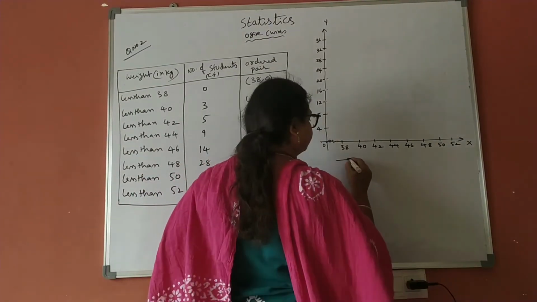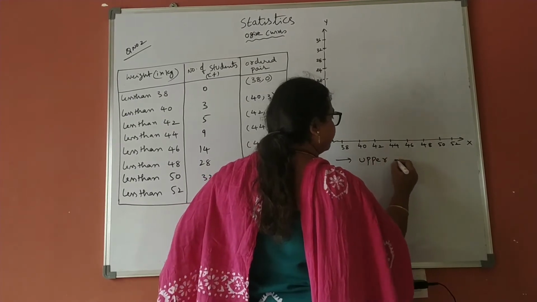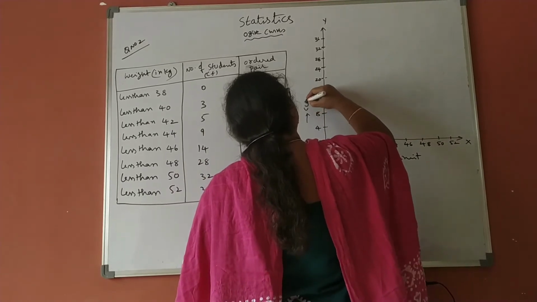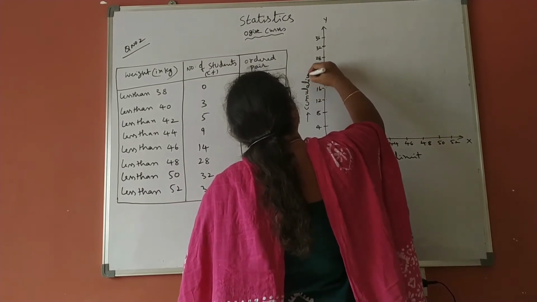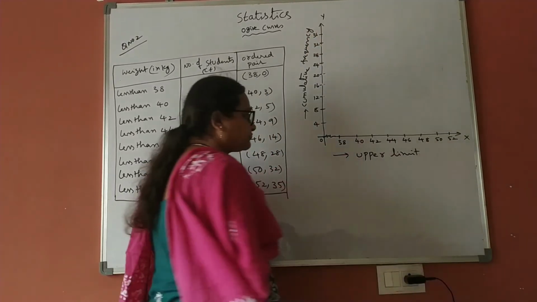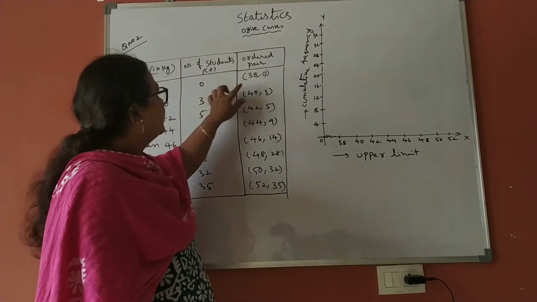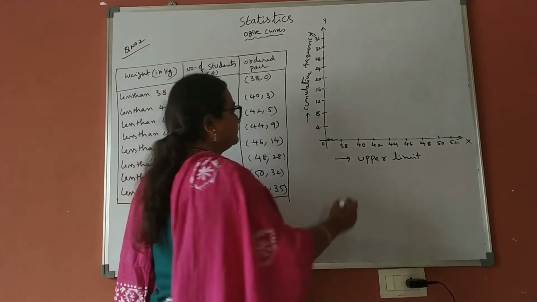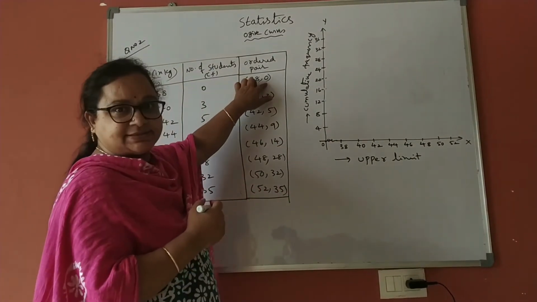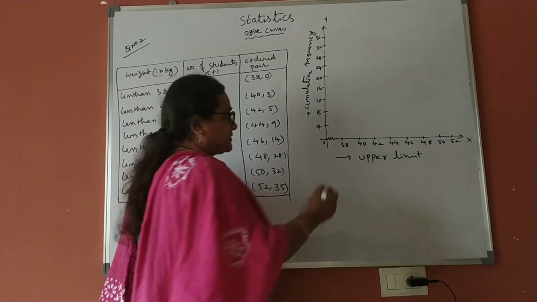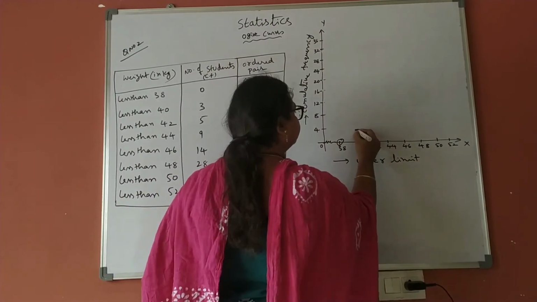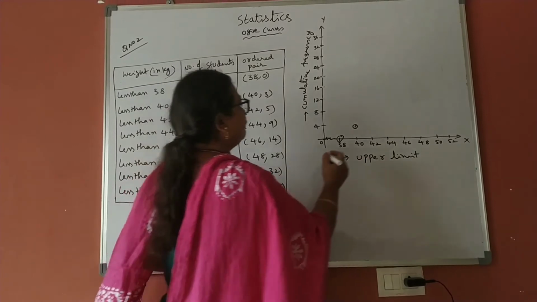Then on the x-axis what have we taken? Upper limit. On the y-axis, cumulative frequency. Now let us plot the points. 38, 0. Because the y coordinate is 0, it lies on the x-axis. Then 40, 3. 42, 5.